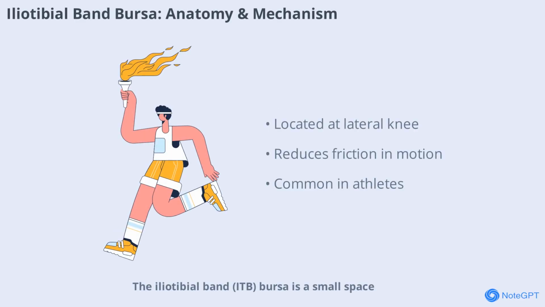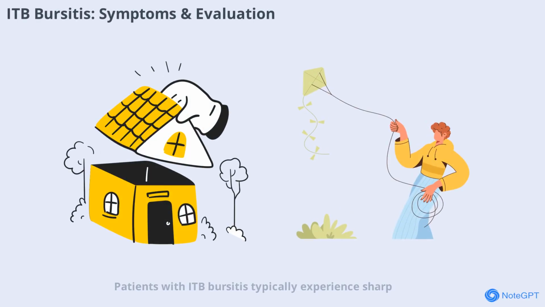Iliotibial band, ITB, bursa is a small space between the distal ITB and the lateral femoral epicondyle. It reduces friction during knee motion, especially between 20 and 30 degrees of flexion. ITB friction syndrome is common among runners and cyclists, often due to biomechanical issues like a tight ITB or poor hip abductor strength. Patients with ITB bursitis typically experience sharp, localized lateral knee pain aggravated by repetitive flexion and extension.